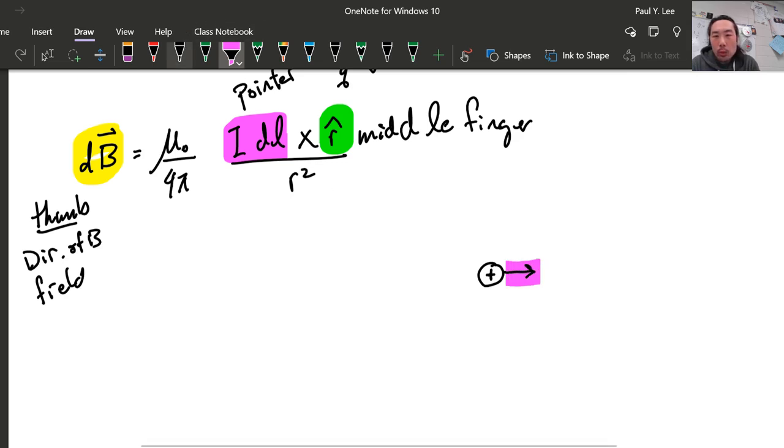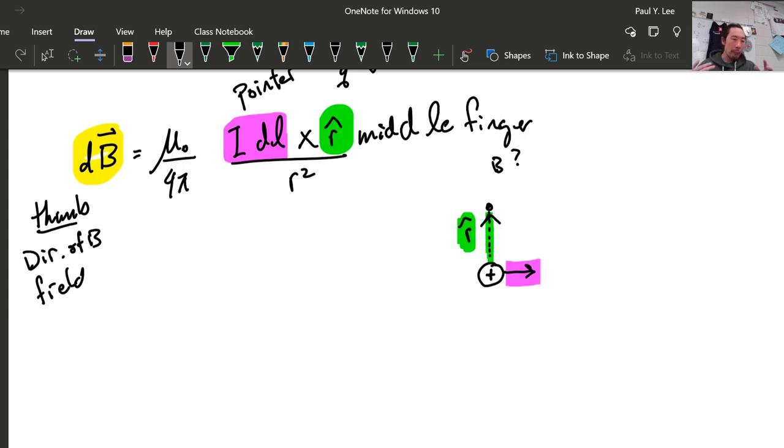All right, and what we want to do is we want to see at this point here, so this is going to be my R hat, right? At that dot, what is the direction of my B field? So here, I'm going to do a vector arrow here. Okay, so what is my B field?